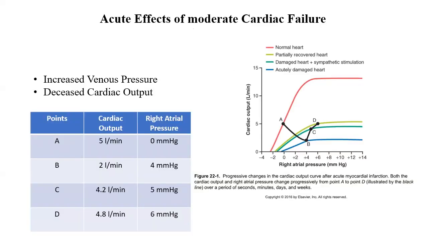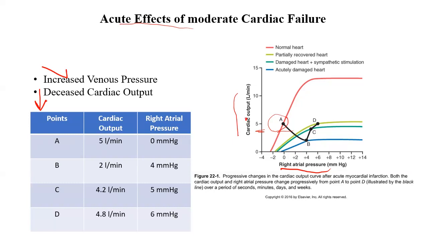Acute effects of moderate cardiac failure: an increase in the venous pressure and a decrease in the cardiac output. Now look at the graph right over here. At point A, it's very clear that this graph is between the cardiac output and the right atrial pressure. At point A, you can see 5 liters per minute cardiac output. That is normal cardiac output. It doesn't suggest cardiac failure.